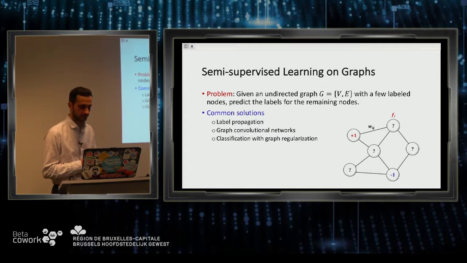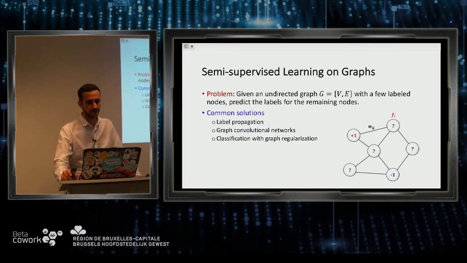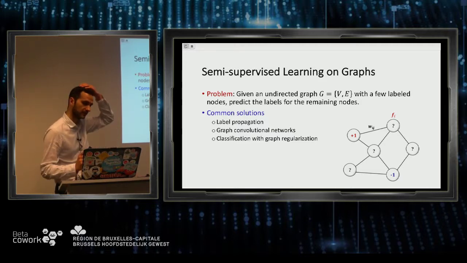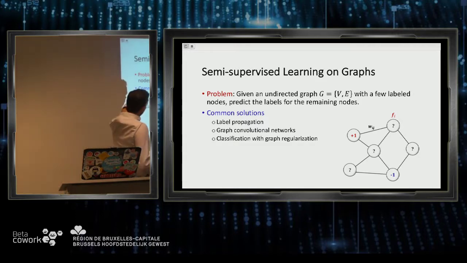We also have problems which are called semi-supervised learning problems, and one such particular problem is called label propagation. Let us suppose that we have an undirected graph with a few labeled nodes, and we need to predict the labels in the missing nodes, right? So what do we have? Let me give you an example of such a label propagation approach.